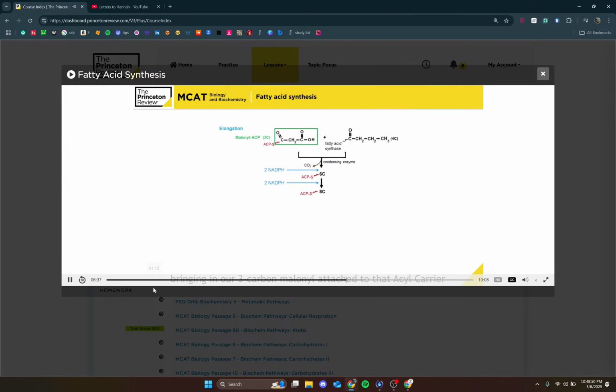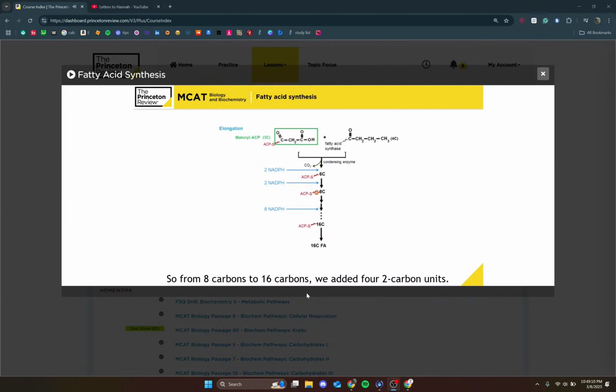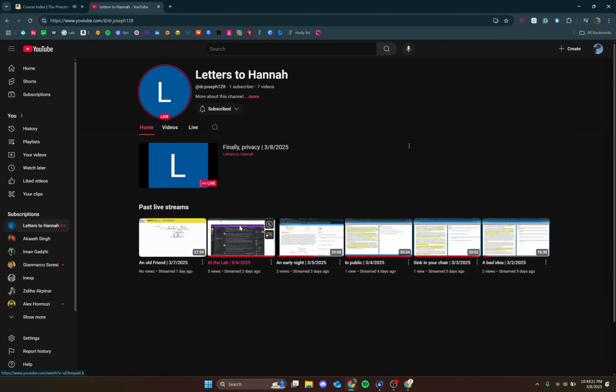Bringing in our 3-carbon malonyl attached to that acyl carrier protein, popping off a carbon, and a couple of reduction steps. Ultimately, we're going to get to something that has 16 carbons. Every time you run this series of reactions, you add 2 carbons, and it's going to cost a couple of NADPH for those 2 reduction steps. So from 8 carbons to 16 carbons, we added 4 2-carbon units. 4 2-carbon units times 2 NADPH gives us another 8 NADPH that we had to use for this process.